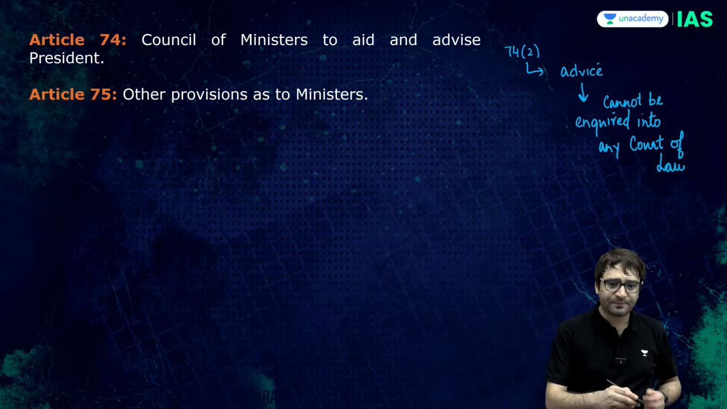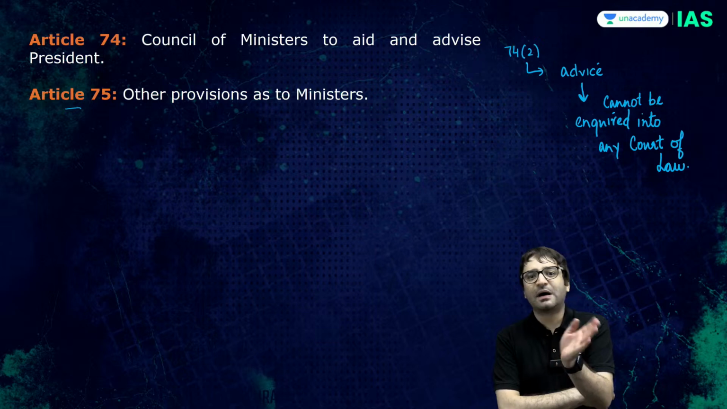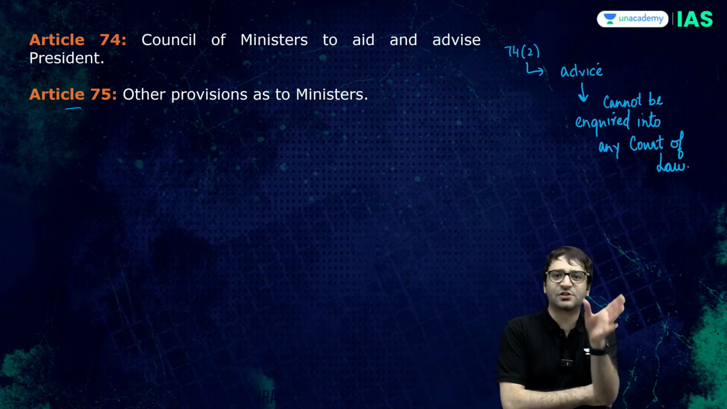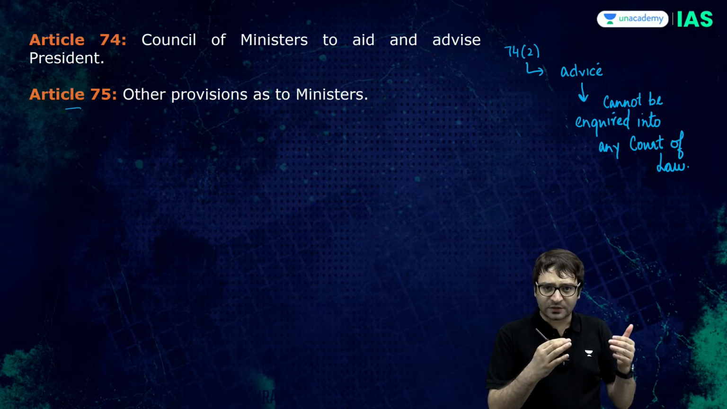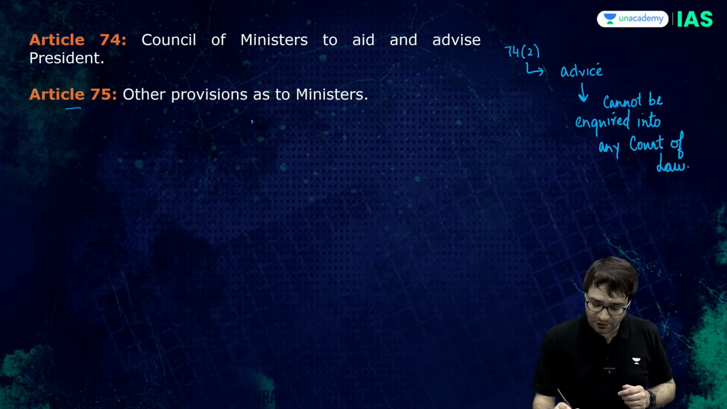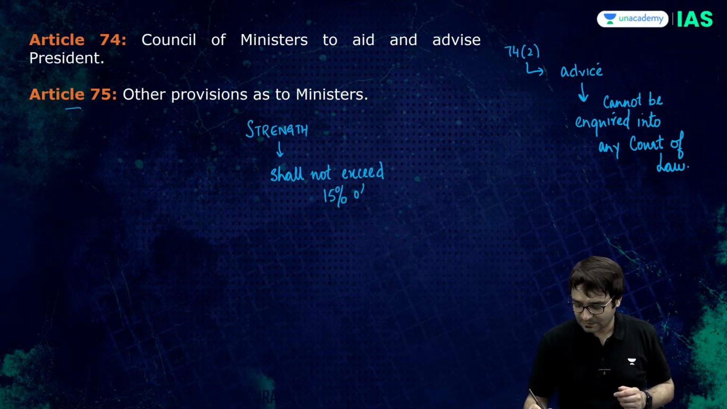And Article 75 talks about the Prime Minister being appointed by the President, and all the other ministers being appointed by the President on the advice of the Prime Minister. And the strength of the Council of Ministers, including the Prime Minister, shall not exceed how much? 15% of the Lok Sabha.